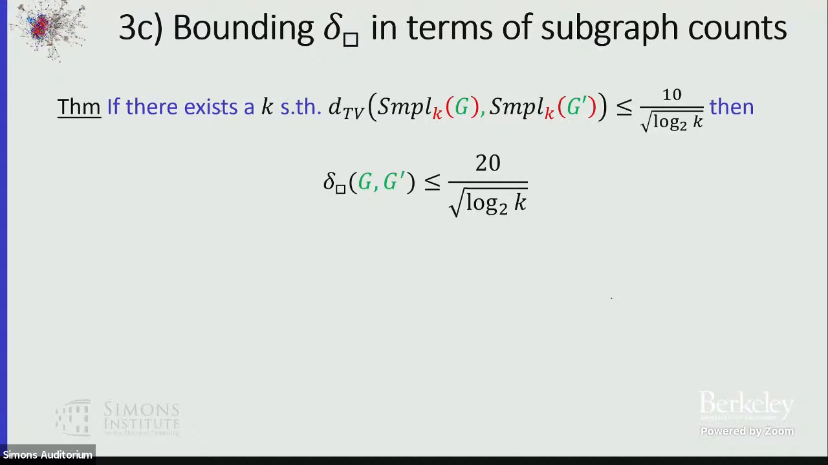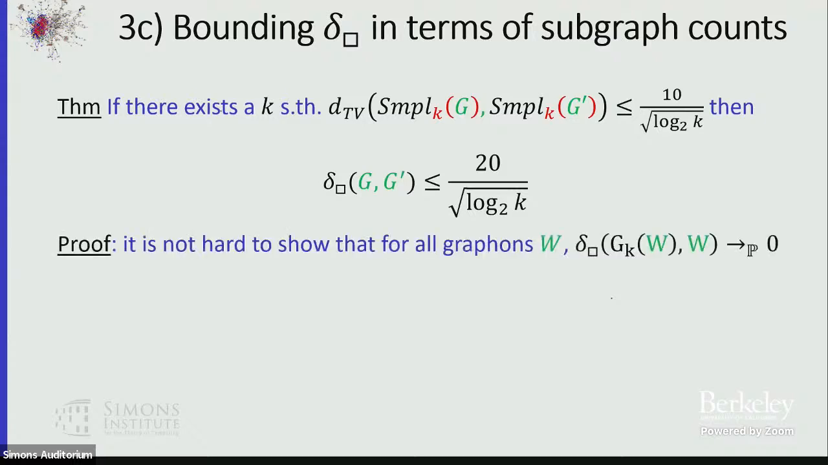So anyhow, if we have a k such that the total variation distance is bounded by 10 over square root of log 2k, then I claim that the cut distance between your two graphs can't be much larger. Okay, so why is that? Well, how will we prove that? We will look at this, but I will do a triangle inequality, and I will bound this by the difference between G and a random graph, G_k of W or of G. Then I will take the difference between two of those, and then I will take a difference of the last one. And in this triangle inequality, this one actually goes to 0.